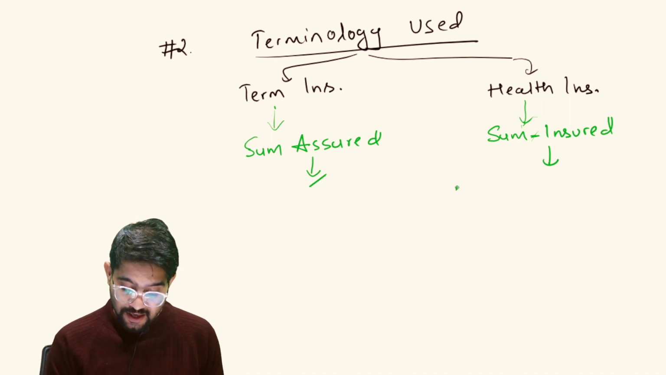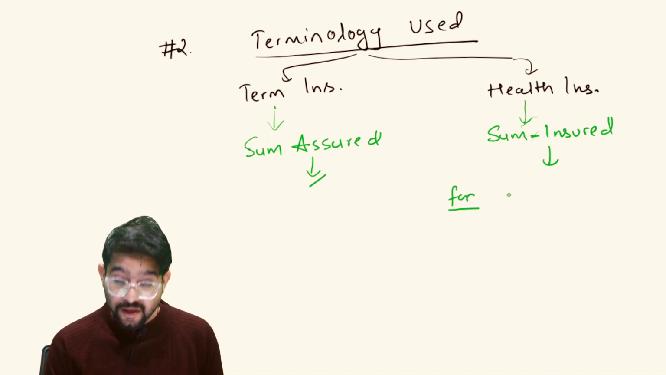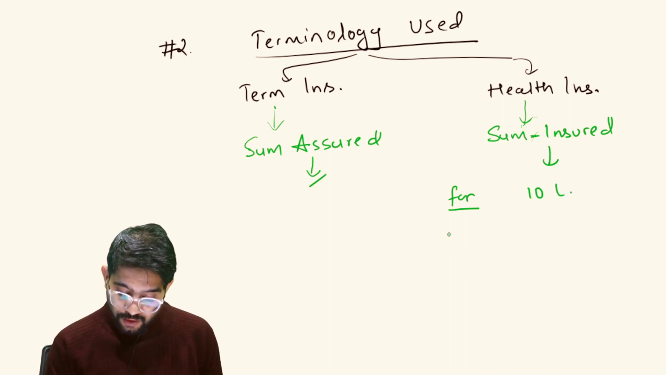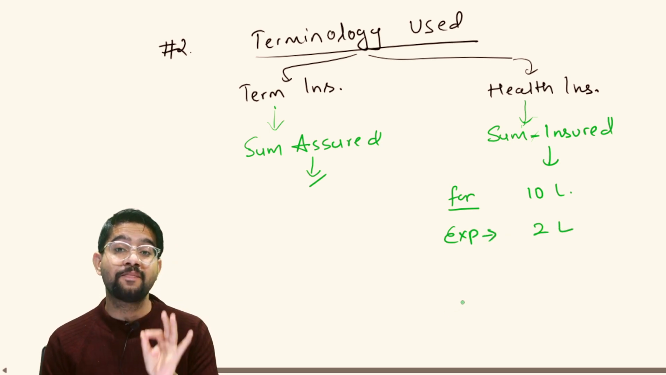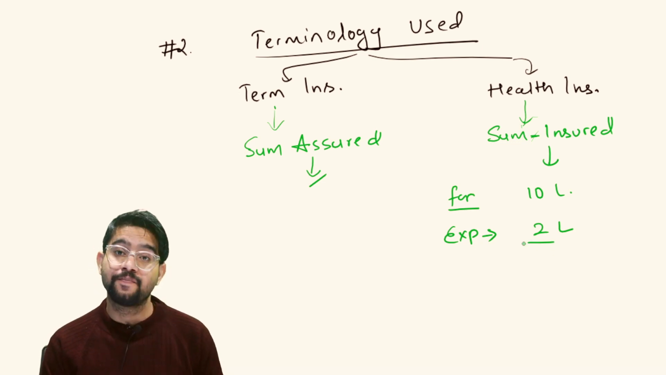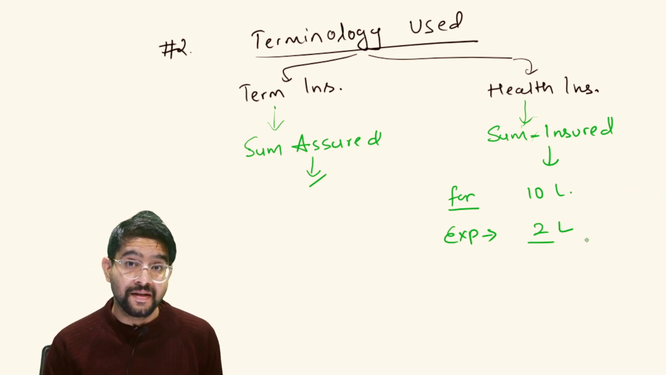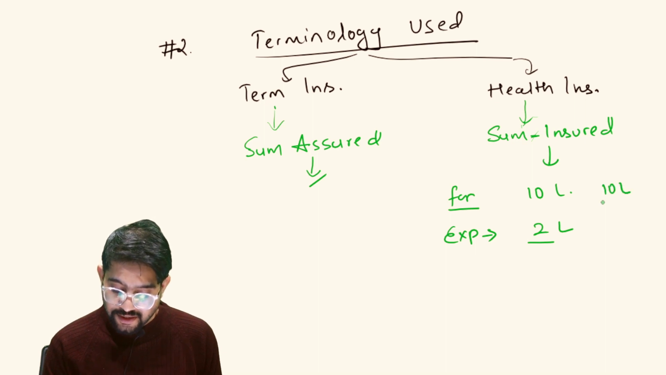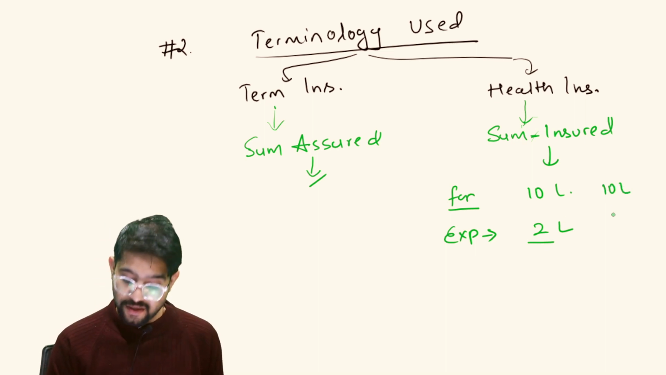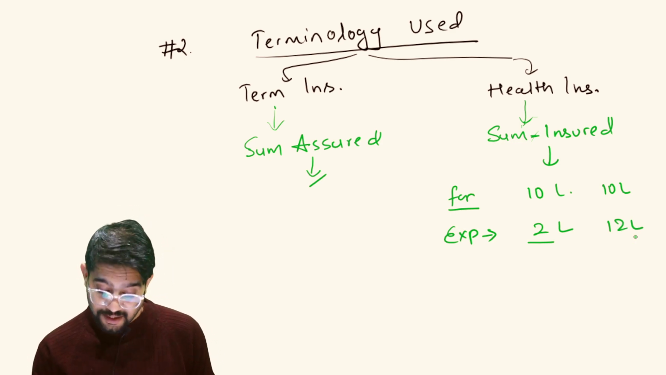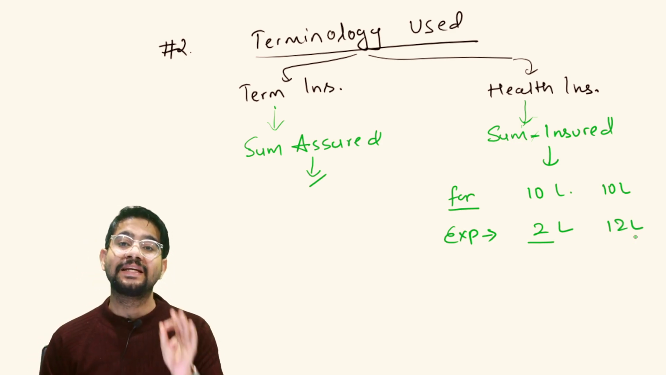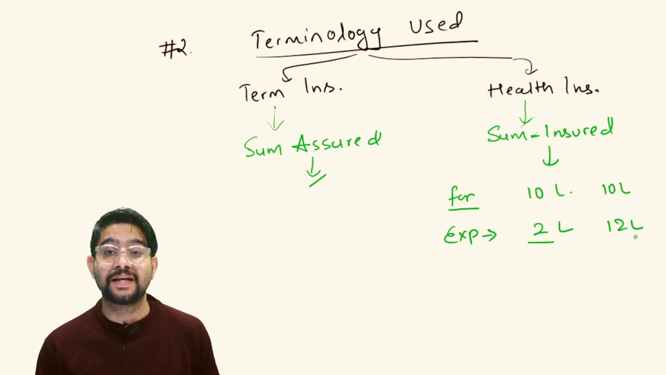For example, अगर आपका इंश्योरेंस पॉलिसी का अमाउंट है 10 लाख और आपका एक्सपेंस जो हो जाता है हॉस्पिटलाइजेशन एंड मेडिकल वगैरह 2 लाख, तो इंश्योरेंस कंपनी आपको 2 लाख रुपए ही देगी. But in another example, if the sum insured is 10 lakh and you have incurred expenses of 12 lakh rupees in the hospital, then the insurance company will pay only 10 lakh rupees. That is the maximum amount that has been insured.